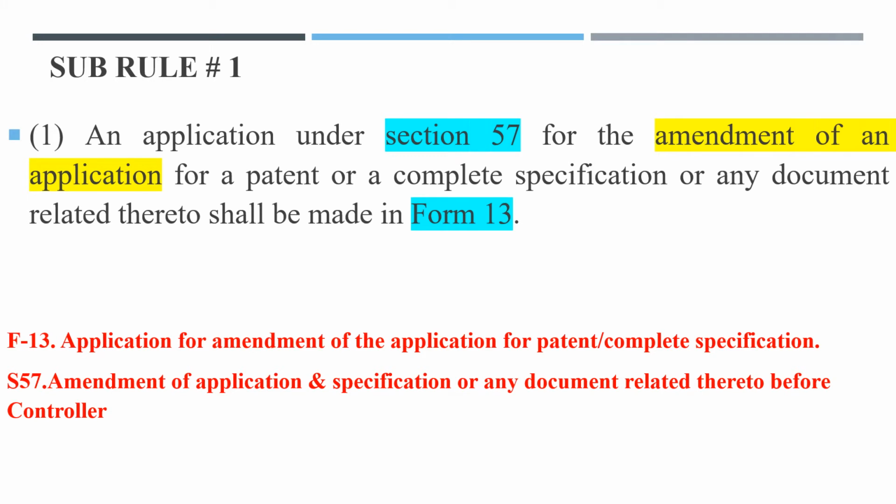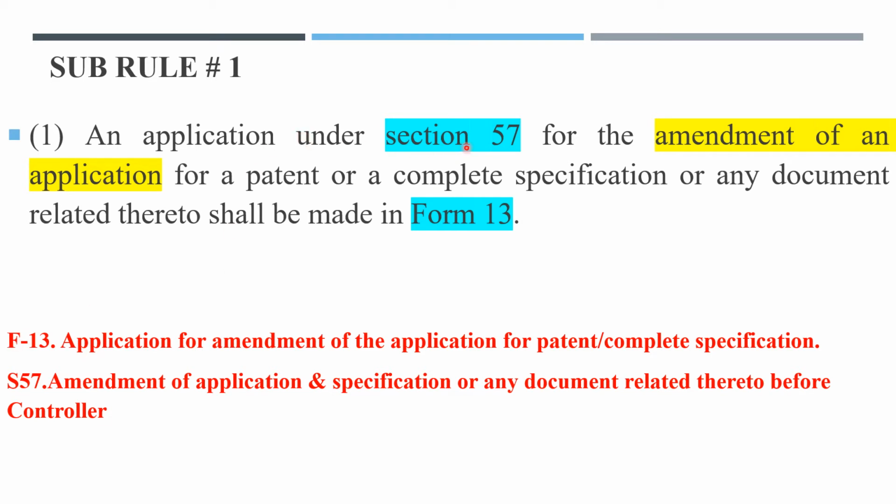Now, sub-rule 1. Sub-rule 1 says an application under Section 57 for the amendment of an application for a patent or a complete specification or any document related thereto shall be made in Form 13. We have discussed this a lot, because in the slides where we linked up the section, rule and form, it was pretty clear. But here, as a sub-rule, it is given in detail.